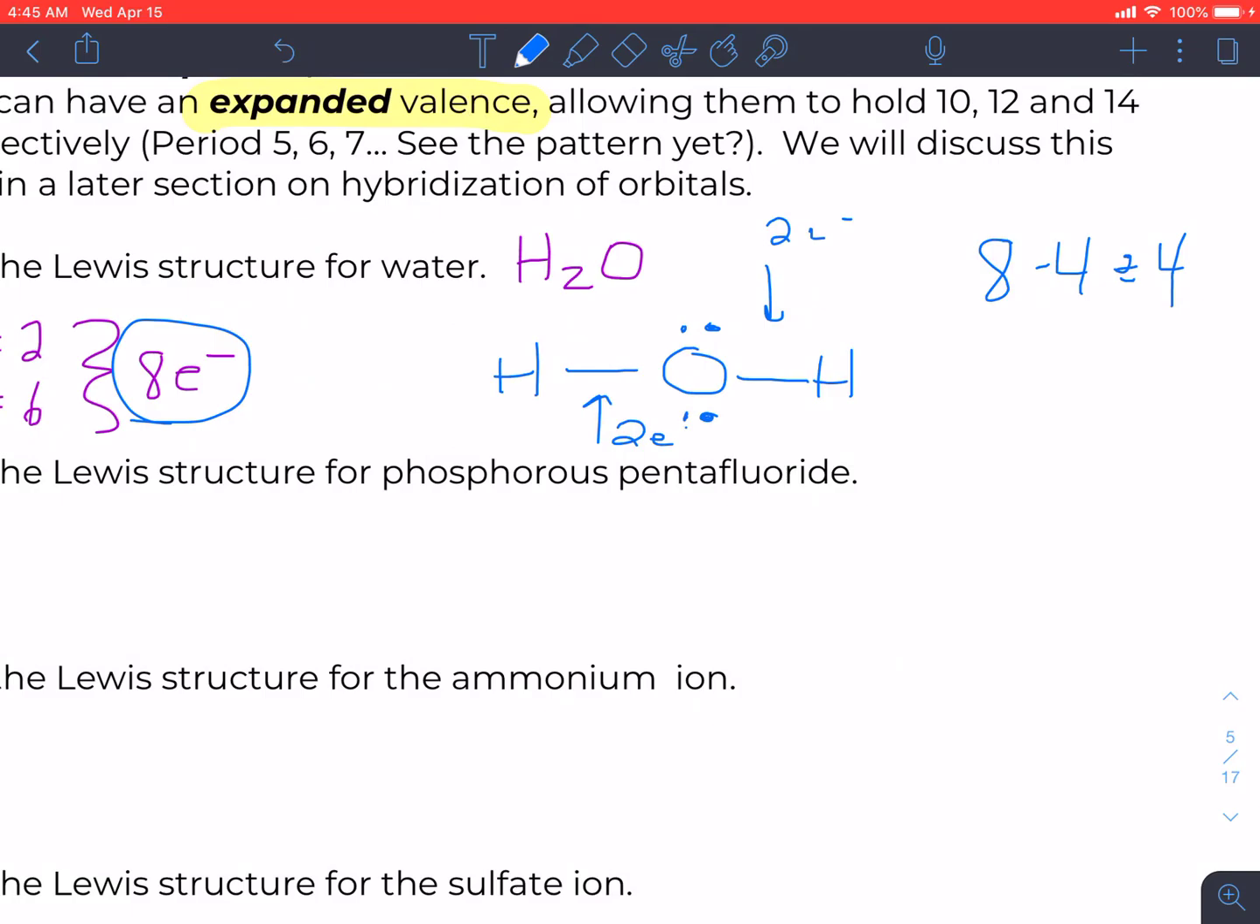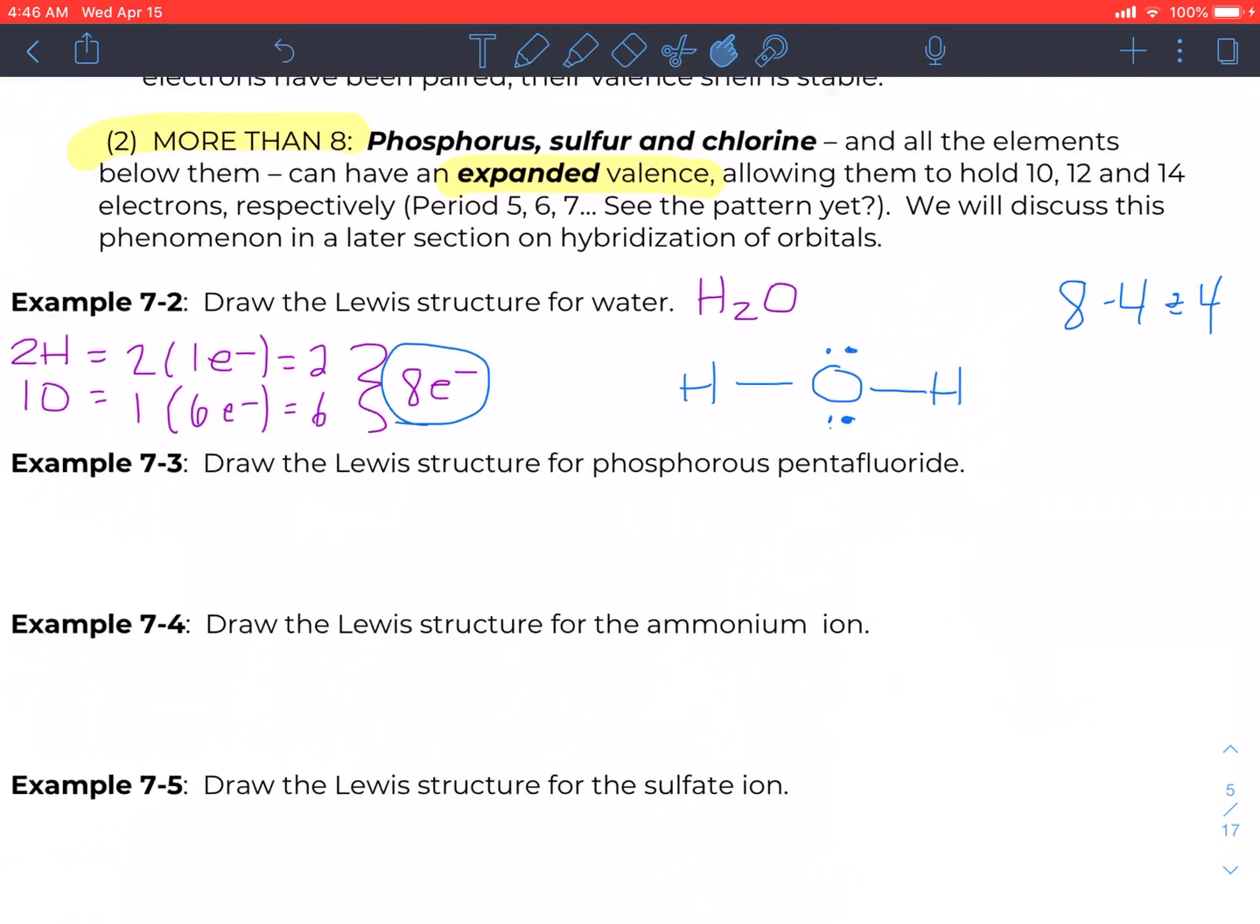Okay, and so this is what your structure will look like. I'm going to erase these little marks here so that you can see what the structure looks like. Okay, I do want to go back and double check that I've used 8 electrons. So here, and I'm going to kind of highlight this, I've used 2, 4, 6, 8. I can't use more than 8, I can't use less than 8. Okay, so let's try the next one.